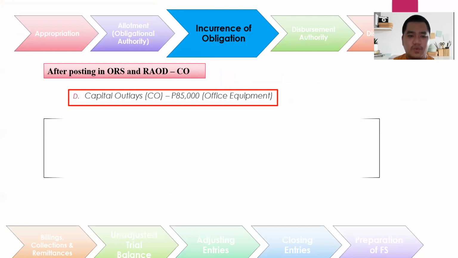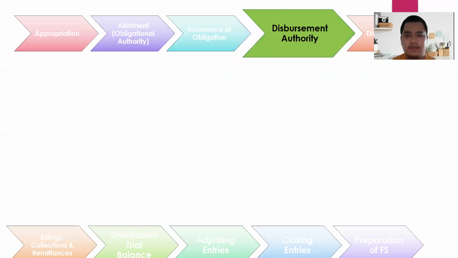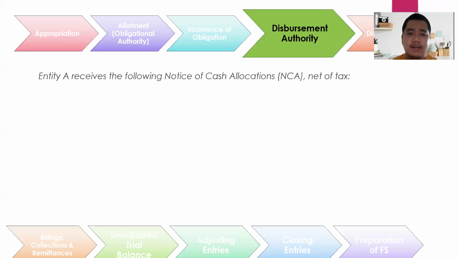Upon receipt of the office equipment, there will be a debit to office equipment for 85,000 and credit to accounts payable 85,000. Now, after incurrence of obligations, the obligations have not yet been paid. So there must be an authorization coming again from the DBM before the government agency will be able to disburse the funds. The disbursement authority is usually shown by the receipt of the notice of cash allocation.